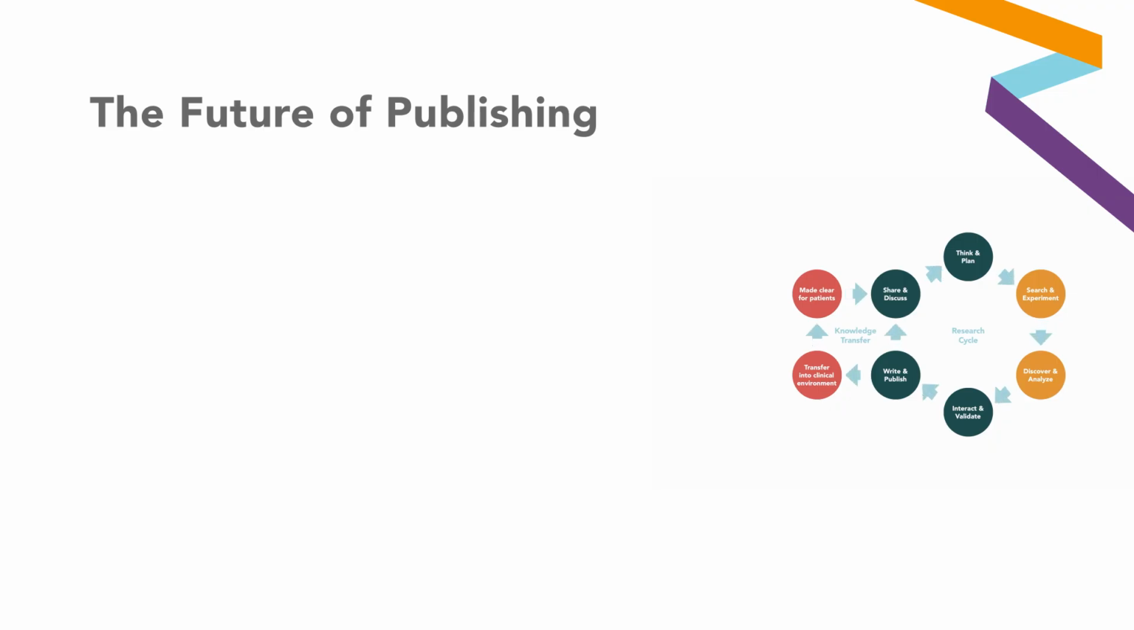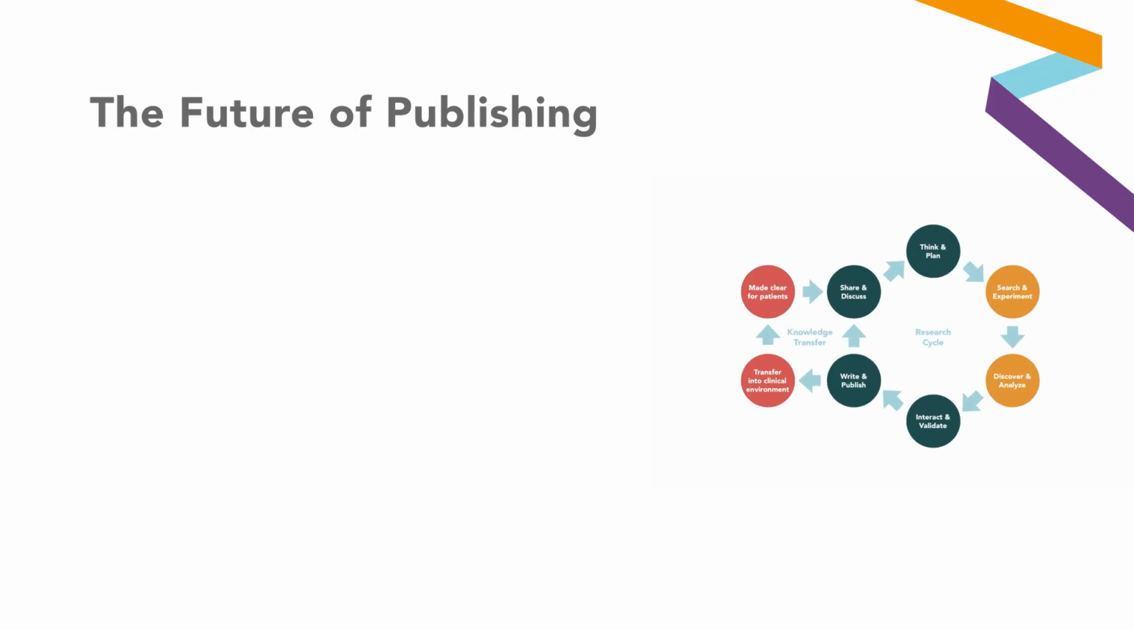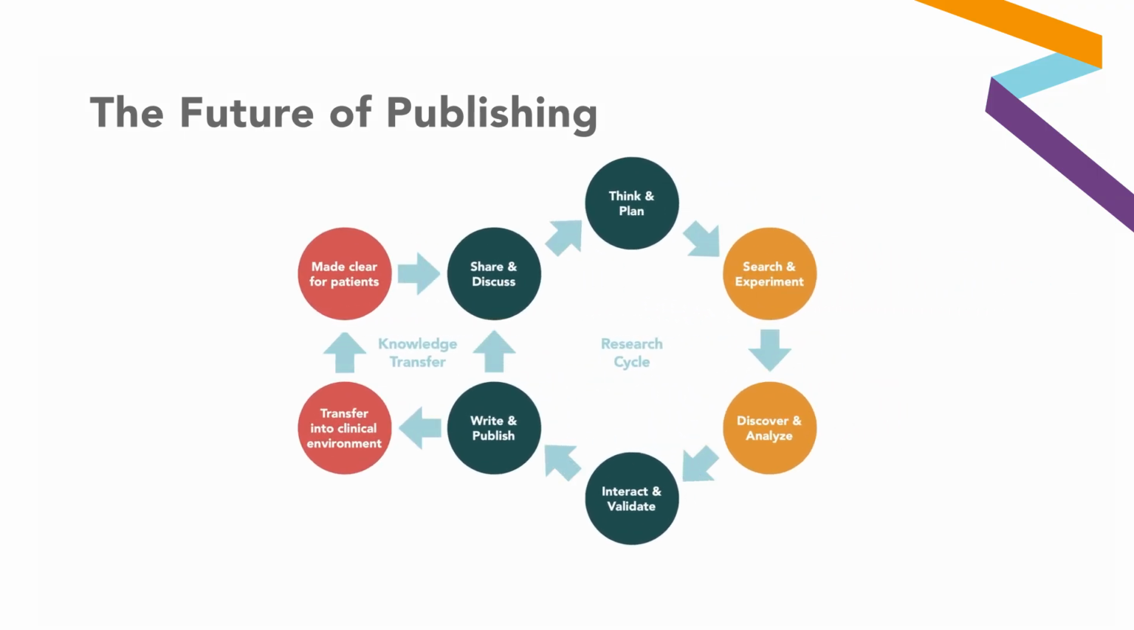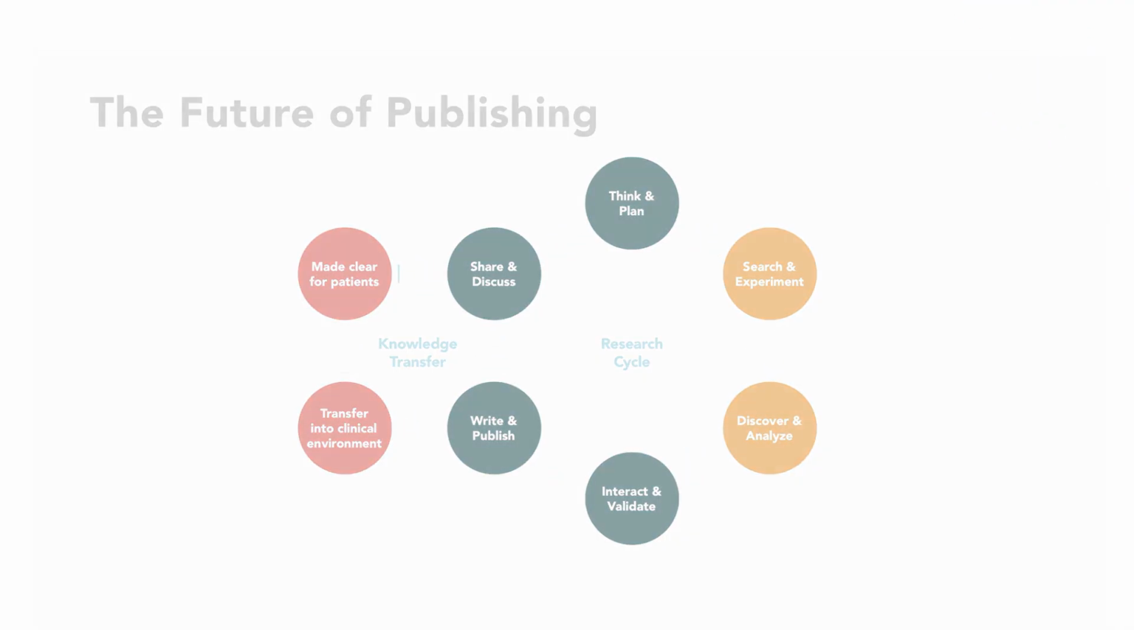The future of publishing. The traditional role of scientific publishers, including Karger, has focused on publishing articles in journals, in particular the write and publish and share and discuss parts of the research cycle. However, in the digital age, publishers are expected to provide their authors with more services to ensure their work is read. Karger's strategy centers around choosing which services to add to our portfolio by conducting careful market and competitor analyses. We will cover this strategy in more detail in the upcoming videos.